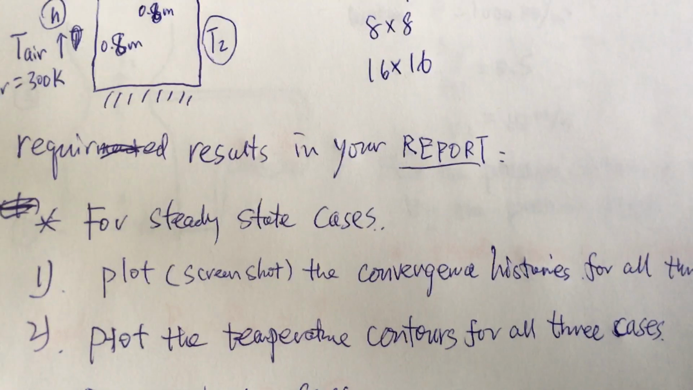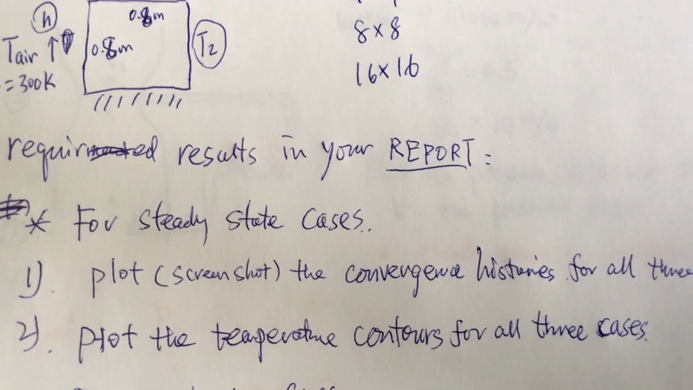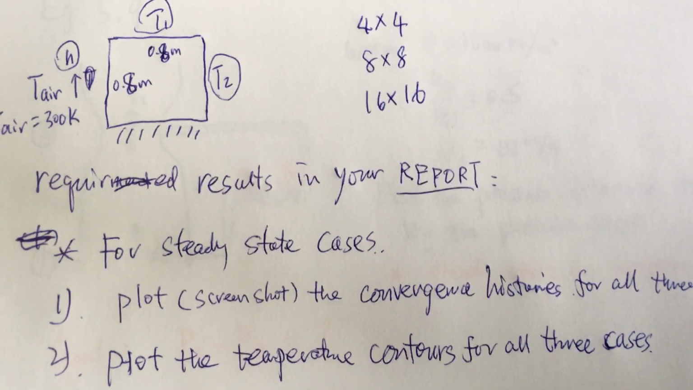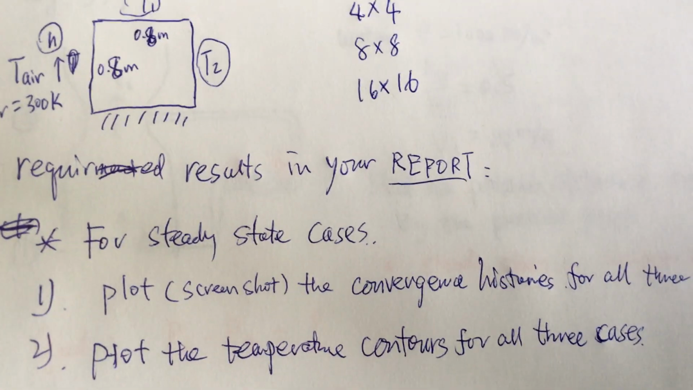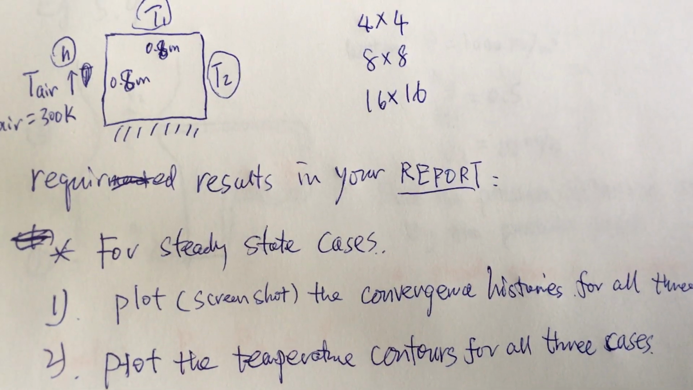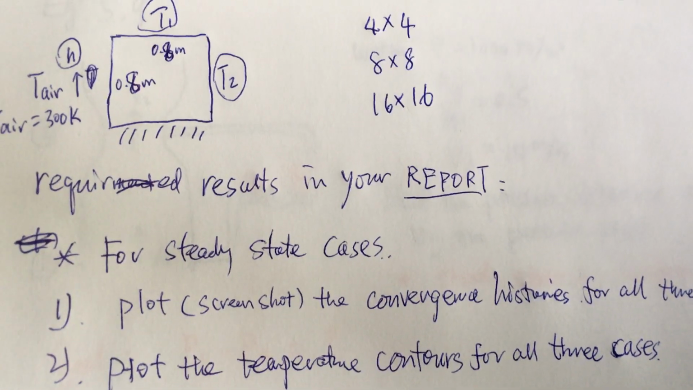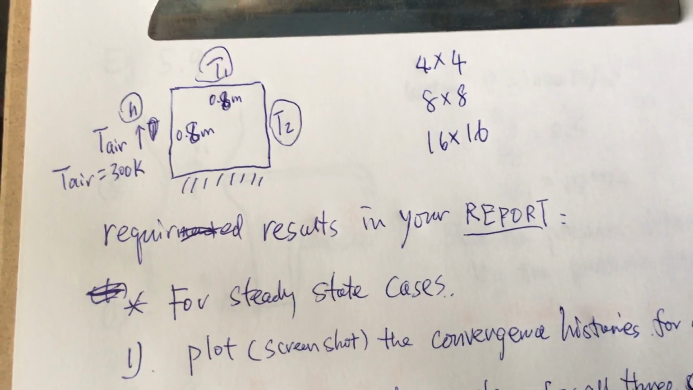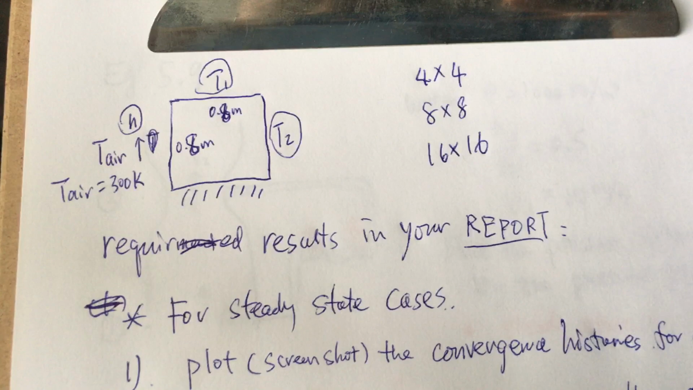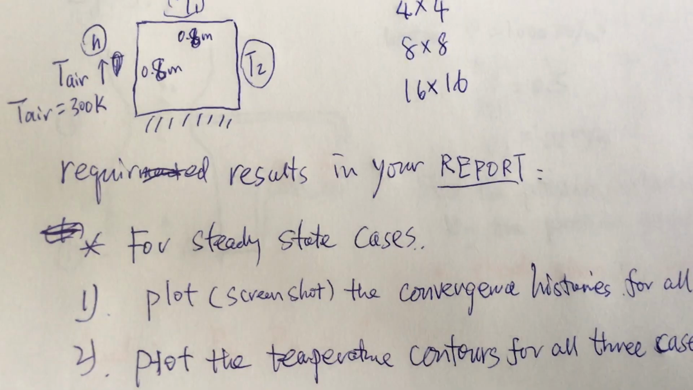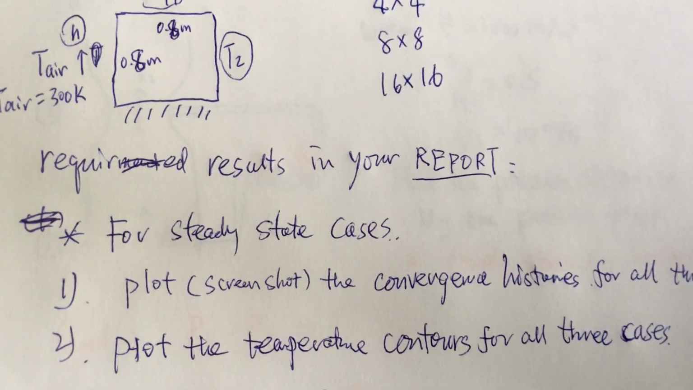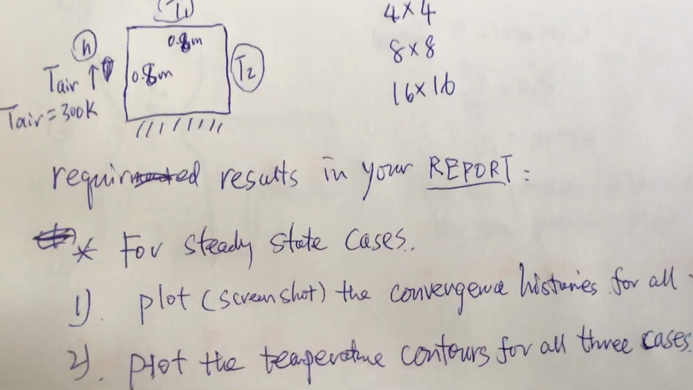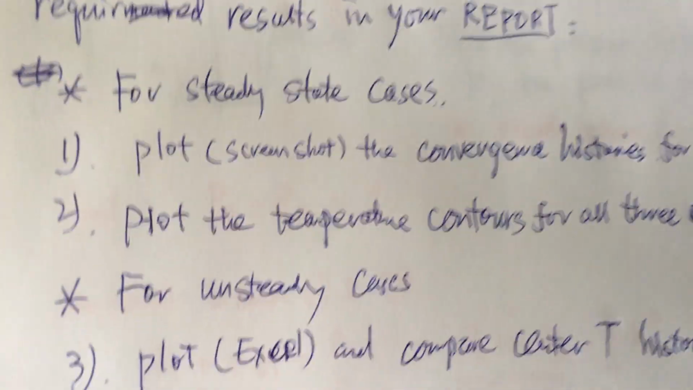Okay, so number 2, what I need in your report is to plot the temperature contours for all 3 cases. You now know how to see the temperature contours, right? So just screenshot it and do some cut and paste. Maybe you can use software like Paint to cut the contour out and copy and paste it into your Word report, right? So compare the 3 results for the temperature. That's for the steady state, very easy, not much to do.